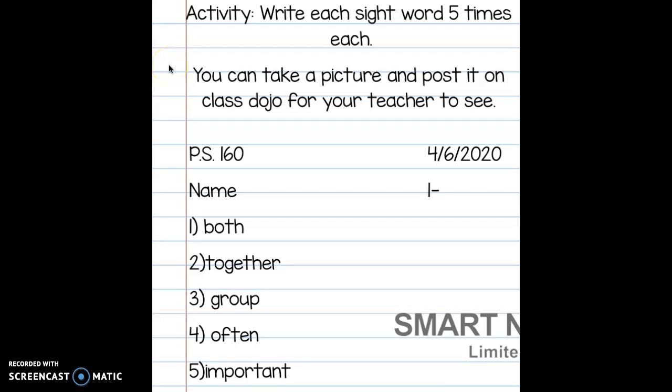Now, what I want you to do is take out a paper or a notebook and write the words five times each and put it on Class Dojo. Okay, and don't forget to practice these words and sight words every day this week.